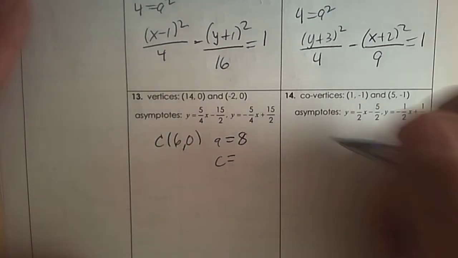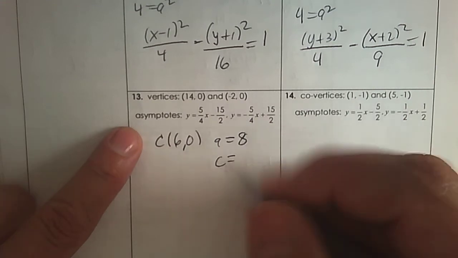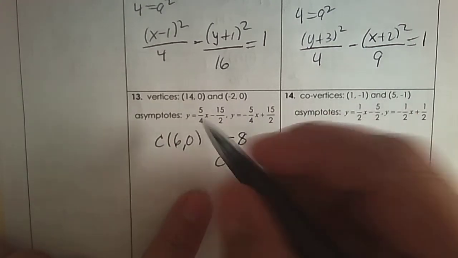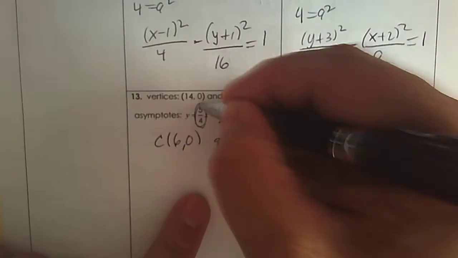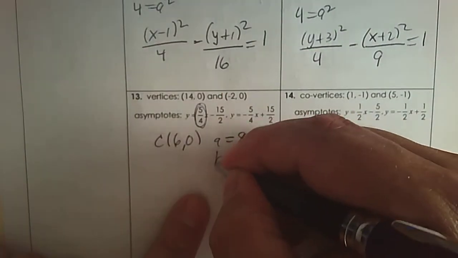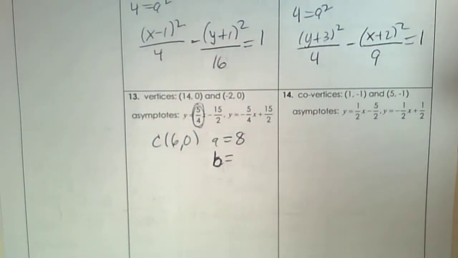In this case I'm given the asymptotes. So if I'm given the asymptotes, I need to be aware that the slope is a over b, or b over a. I need to understand the slope that will give me what I need. So let me just change this quick. I don't need c. So 5 and 4.